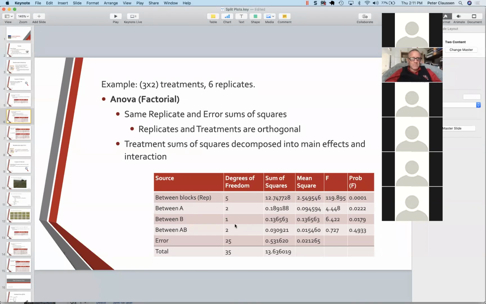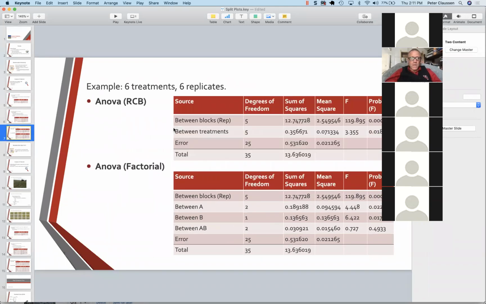And I'm skimming this real briefly because we'll get into some example trials and maybe make that a little more clear. And so again, just to highlight this difference, our between blocks or replicate sums of squares works out to be the same for both. Our error sum of squares works out to be the same, whether we analyze it as RCB or factorial. But our treatment sums of squares are decomposed into different components.